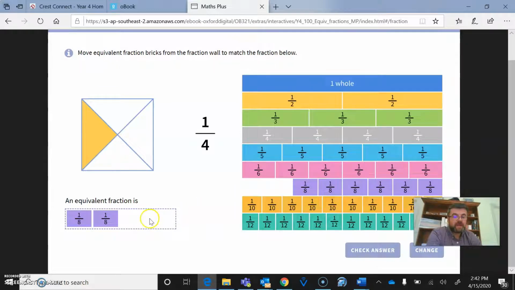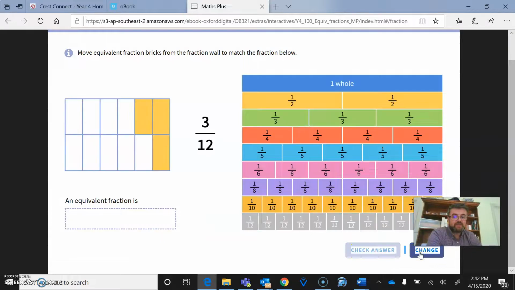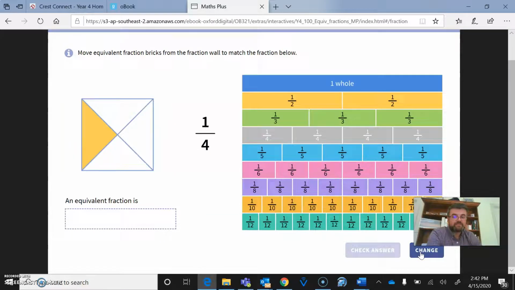2/8. I think 2/8 is 1/4. Let me check my answer. Yes. Right, let me go through this. Can you find an equivalent fraction for a quarter? Are there any other equivalent fractions for a quarter here? I think I will try the 12s.